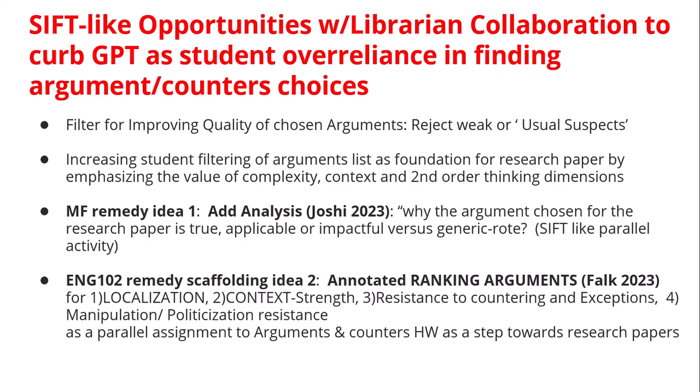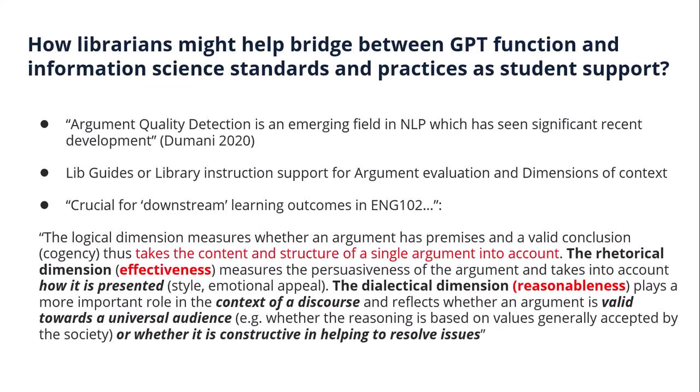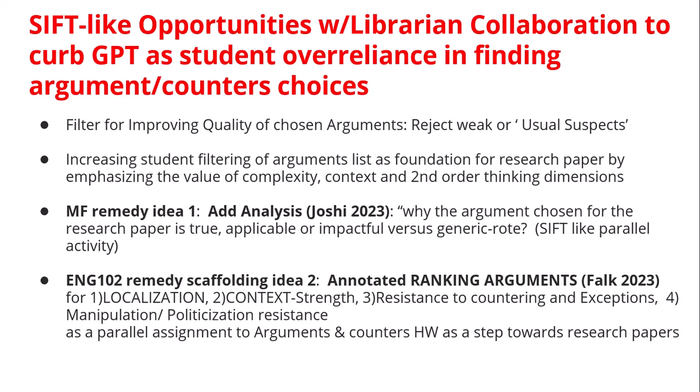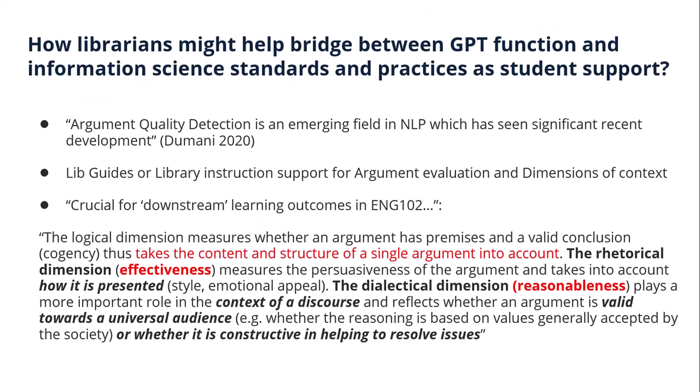So how might librarians help bridge between GPT function and their standards and practices as student support, as we experience here in Maricopa? Well, figuring out or helping figure out argument quality detection. What are the dimensions? And again, we talked about dimensions such as localization, context strength, resistance to countering, resistance to politicization. But I'm pretty sure the librarians can also give me some better ideas, some supplemental ideas of where argument quality detection can be implemented in a scaffolding assignment way.